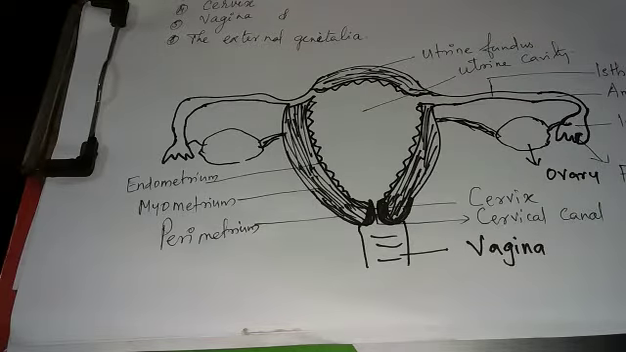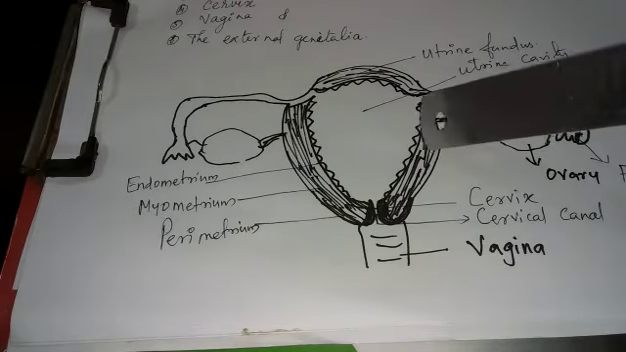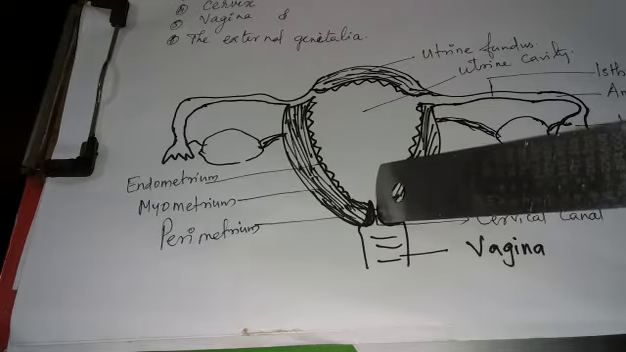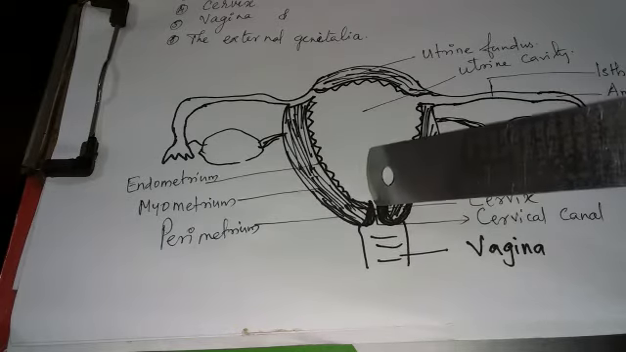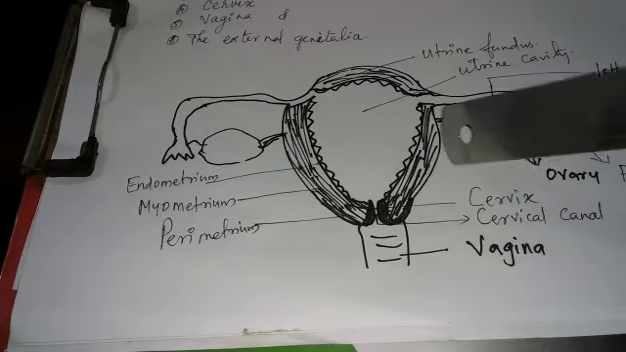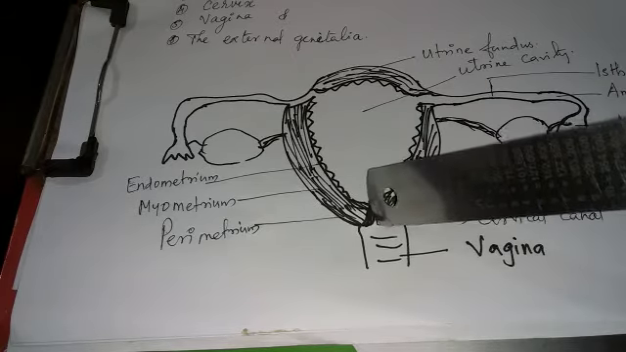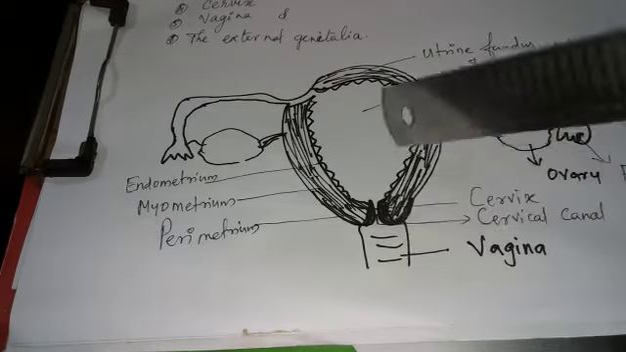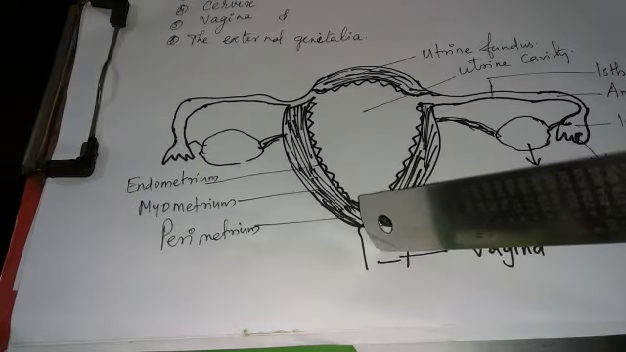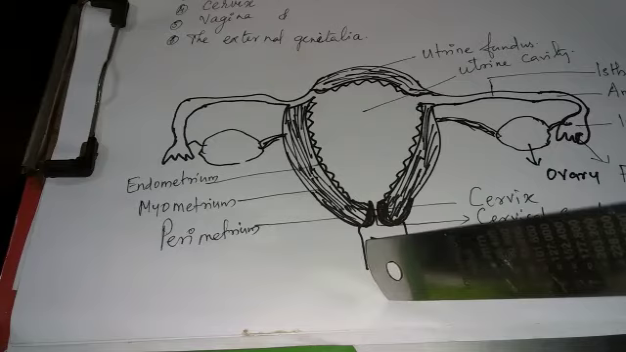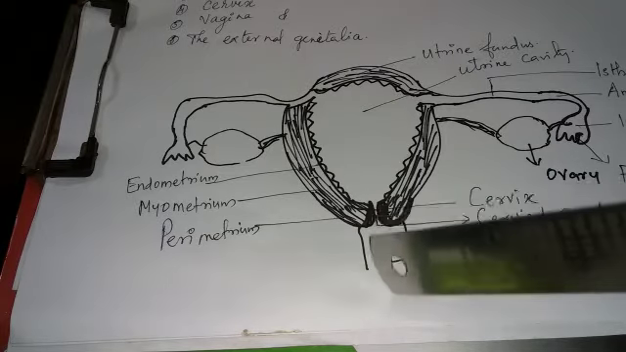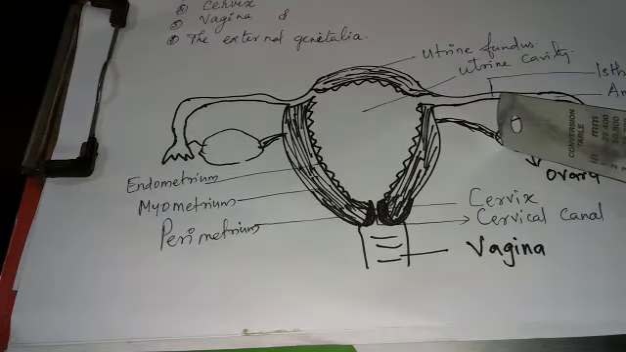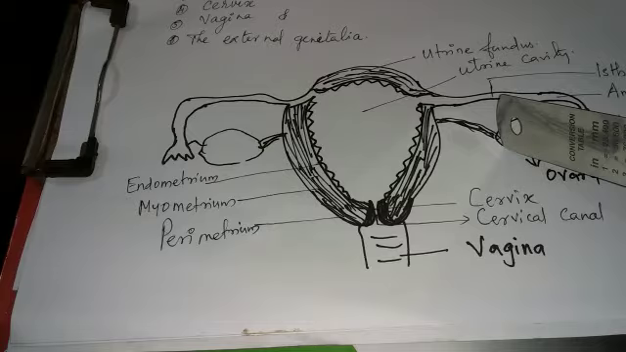The lower region of the uterus has a narrow opening. That portion is known as the cervix, and the cervix leads into a small canal known as the cervical canal, which is followed by the vagina. The vagina and cervical canal together form the birth canal in the female. We have already learned some of these things, so we are going through them quickly.